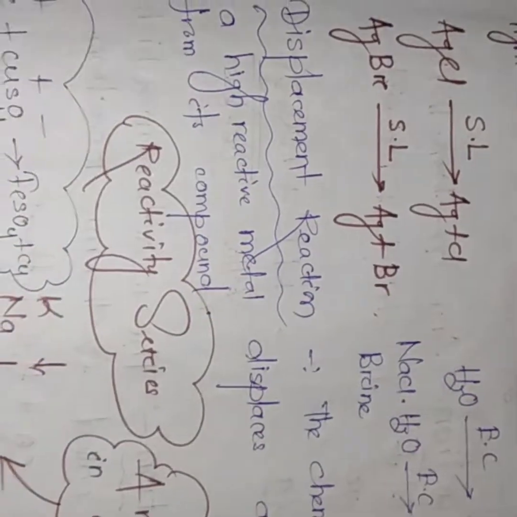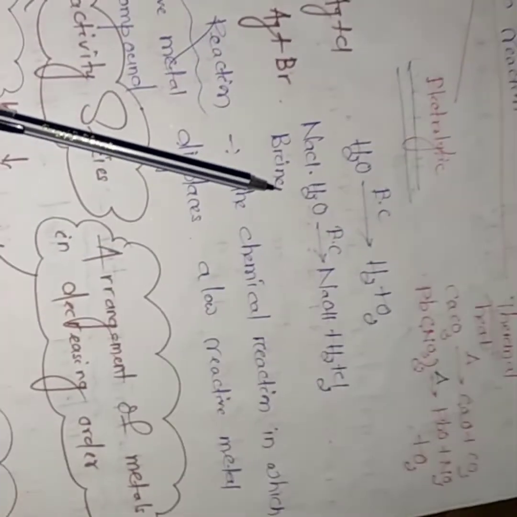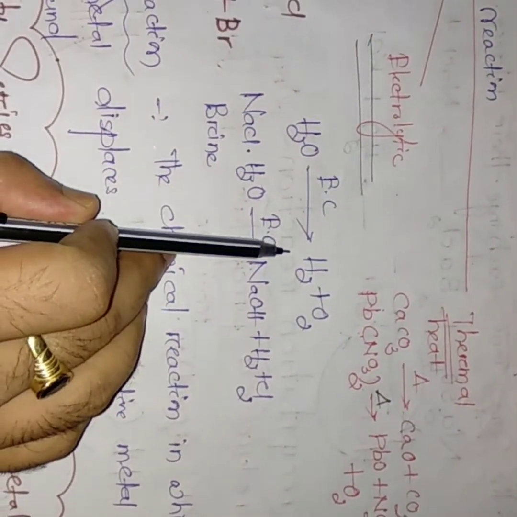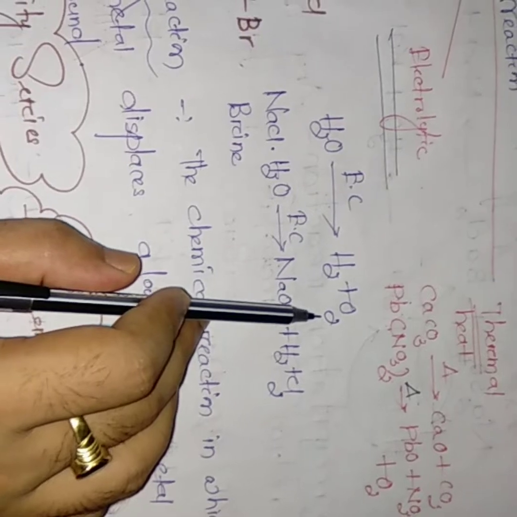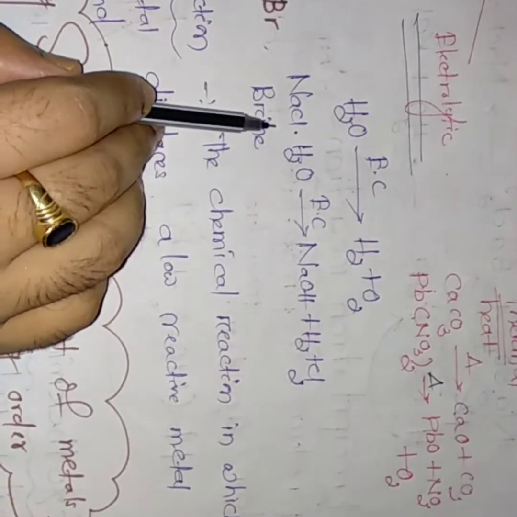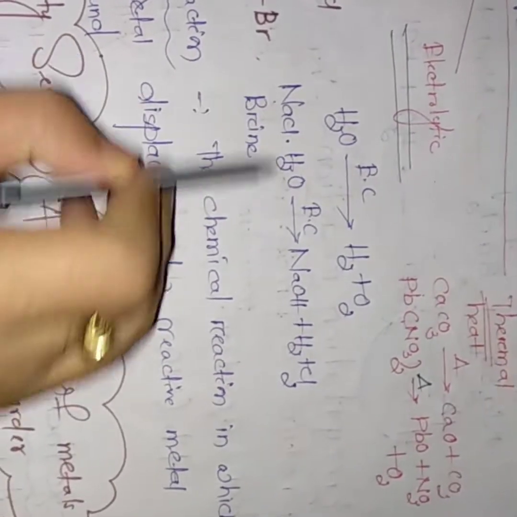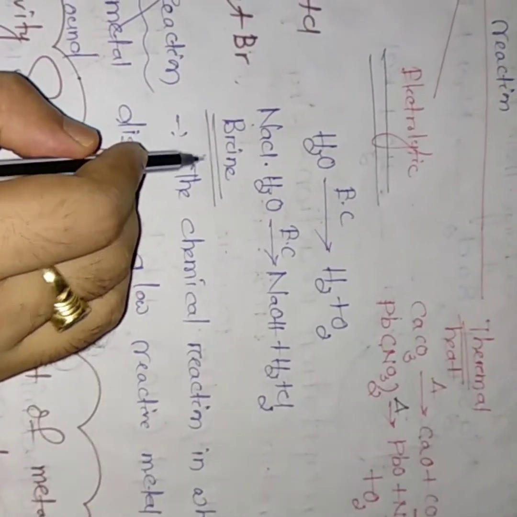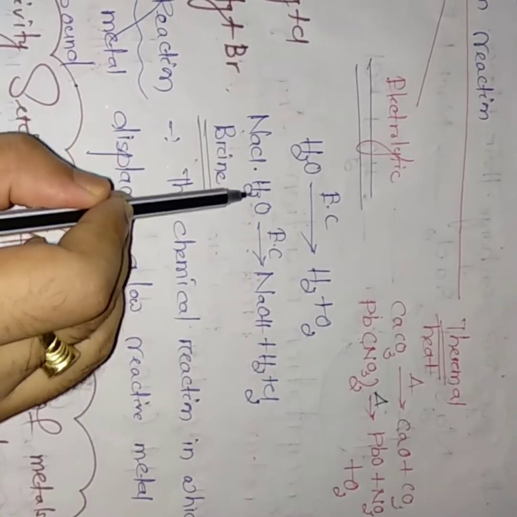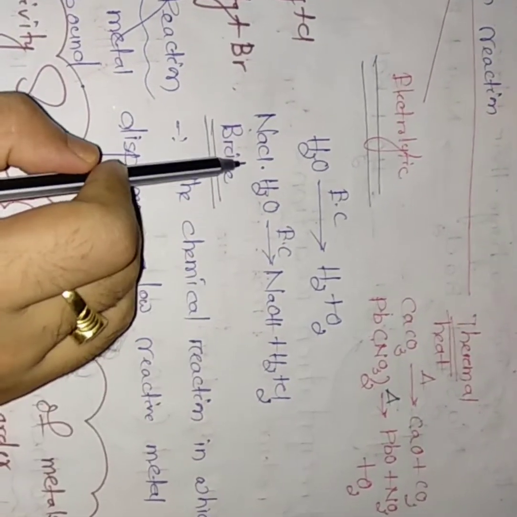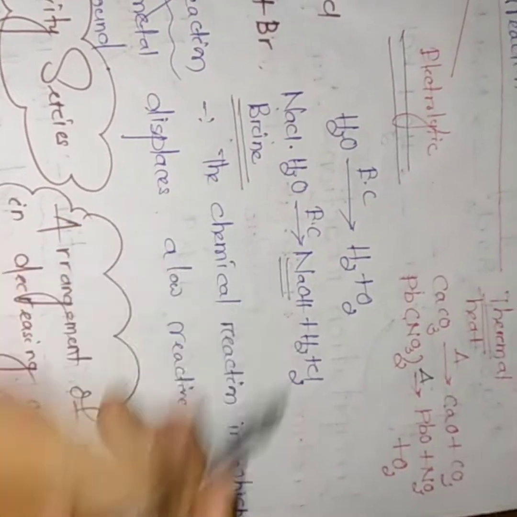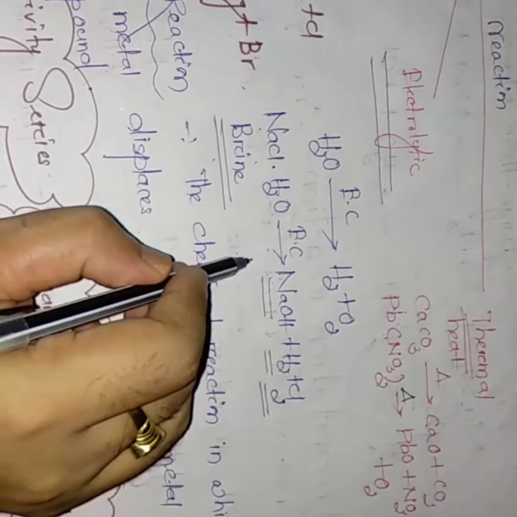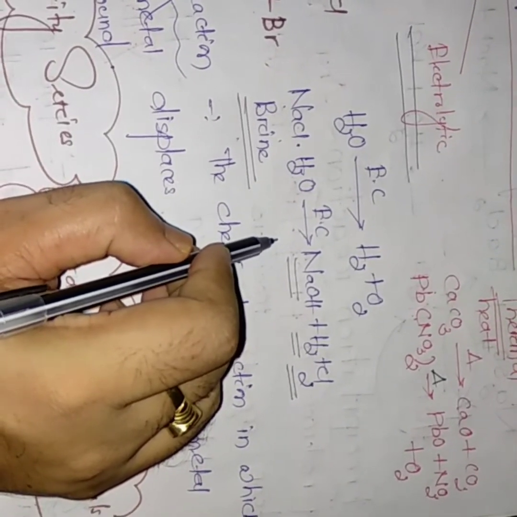Then another example of electrolytic decomposition: when electric current passes through water, it breaks down into hydrogen gas and oxygen gas. Another example, this is salt water. When electric current passes through a salt water solution, known as brine solution, it breaks down into sodium hydroxide, hydrogen gas and chlorine gas. So this is electrolytic decomposition.